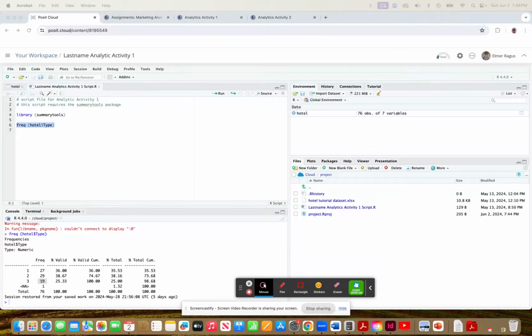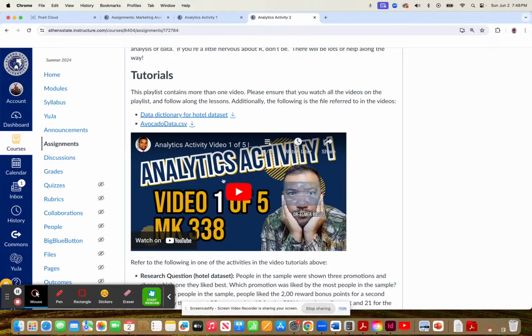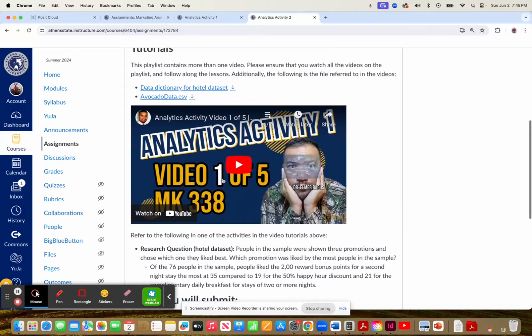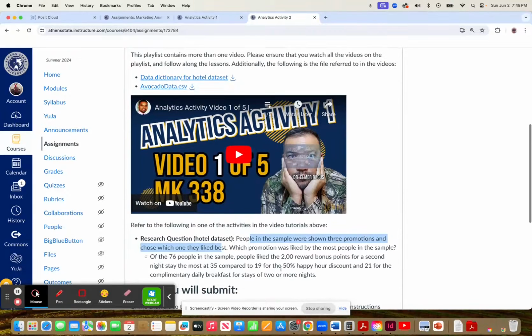And our research question, so remember, when we're looking at data, we always start with a research question and then we look to the data to see how we can answer that. For this review example, the research question is this. People in the sample were shown three promotions and chose which one they liked best. So those were the three that I just talked about. Which promotion was liked by the most people in the sample? Well, I already had the answer here, but to get to that, we need to do a frequency distribution.